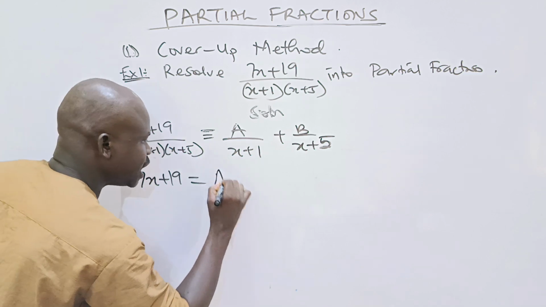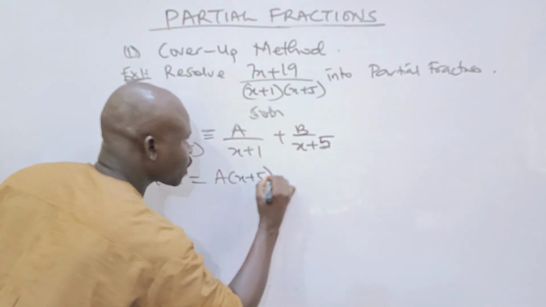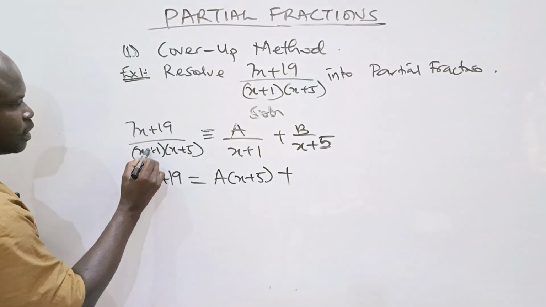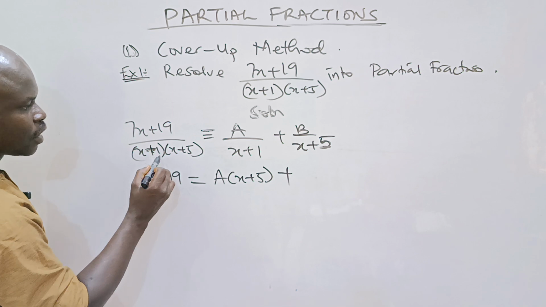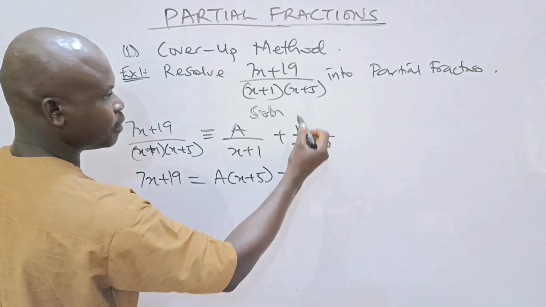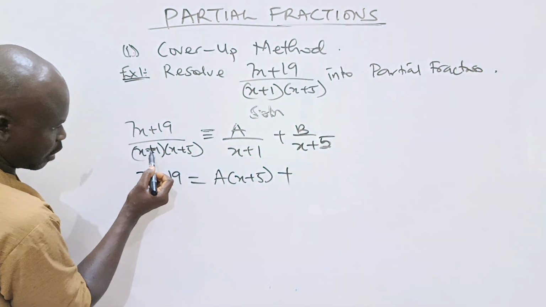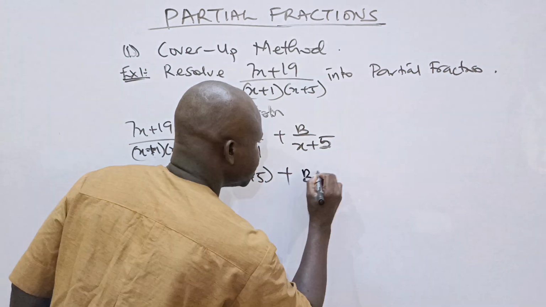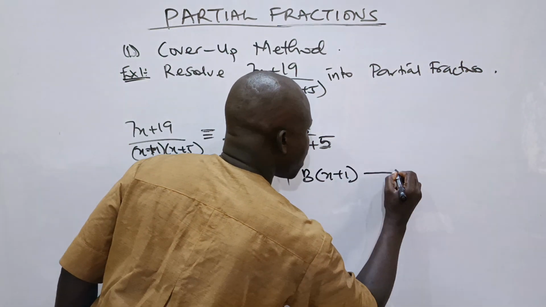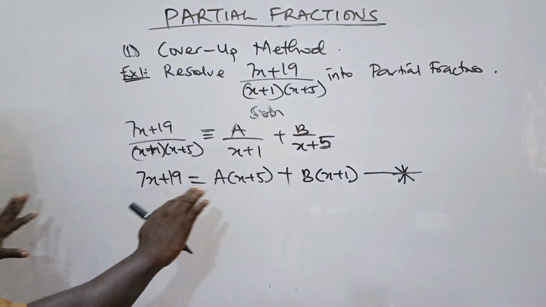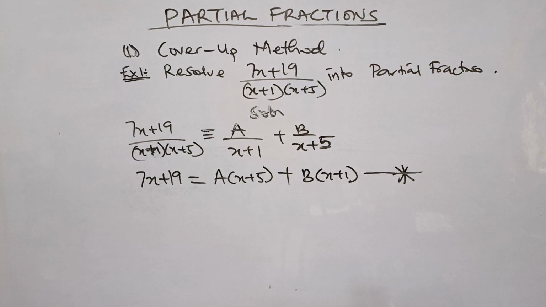I'll be left with A(x + 5). I'll do the same thing here. If I use (x + 1)(x + 5) to multiply B over (x + 5), this will take care of this, and I will have B(x + 1). So at this point, we have resolved everything to a straight line. Once we have resolved it to a straight line, how do we get the values of the unknowns, A and B? That's what we want to do.